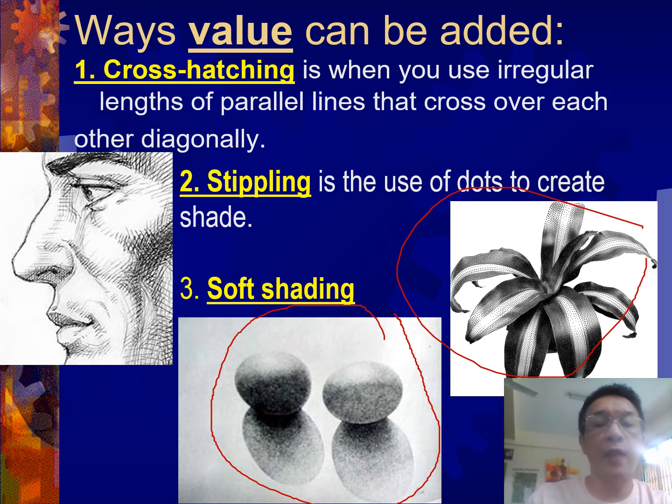Dots to create shade, and of course the lines, the cross-hatching, the lengths of parallel lines. So those are the ways value can be added. The lightness or the darkness of a certain picture, a drawing, or an art.